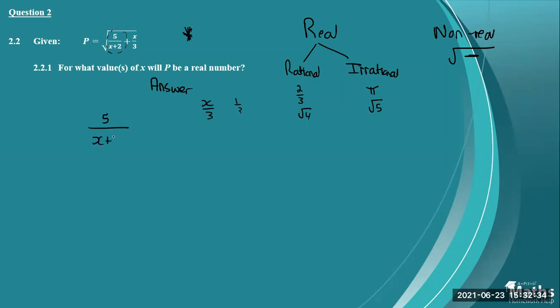So x plus 2 must not be equal to 0. So x plus 2 must be not 0, it must be bigger than 0. So x must be bigger than negative 2. So if x is bigger than negative 2, this will be a real answer.